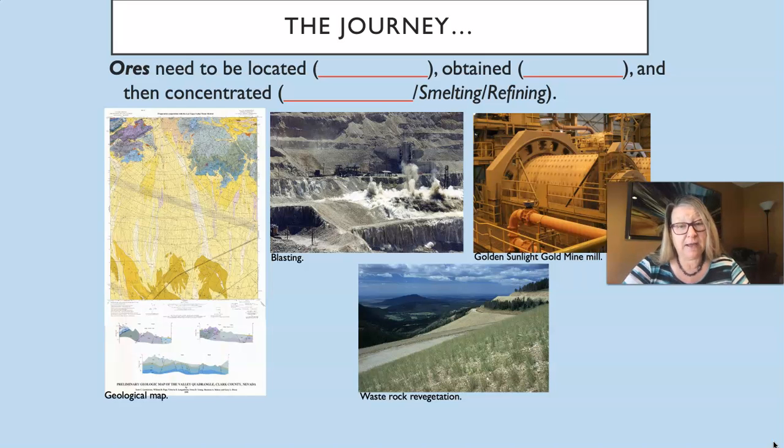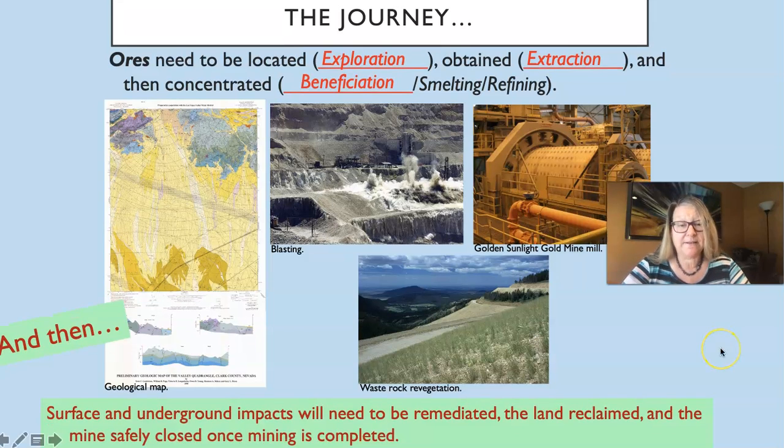So ores need to be located, which is the exploration part we're going to start with, obtained, which is the extraction part, and then they need to be concentrated, and this is called beneficiation and involves things such as smelting and refining, and these pictures are each showing different parts. It's not done there though. There also has to be some follow-up, such as remediation and reclamation, to make sure that the mine closes safely when the operations are done.